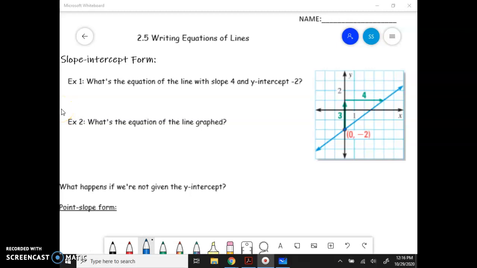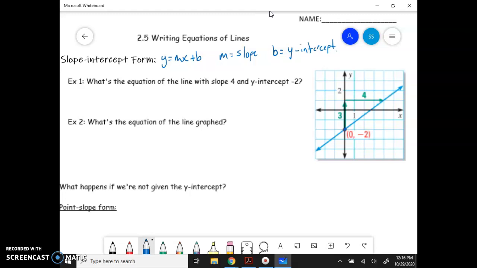Okay, here we go. This is Algebra 2, Lesson 2.5 on writing equations of lines. So we're going to start with a little bit of review here. Slope-intercept form is y is equal to mx plus b, where m is your slope, or your rise over run, and your b is your y-intercept. Okay? So let's take a look at example 1.